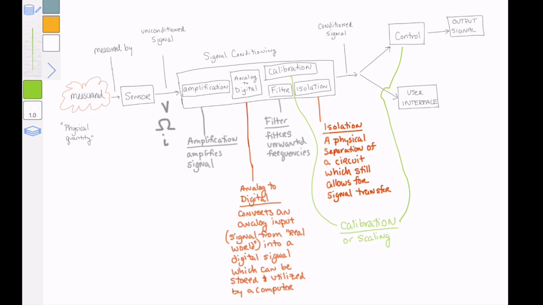Sometimes the signal's calibrated before it reaches the controller. Sometimes we calibrate the signal in the controller. It depends on the system. We'll talk about what calibrating a signal is next.